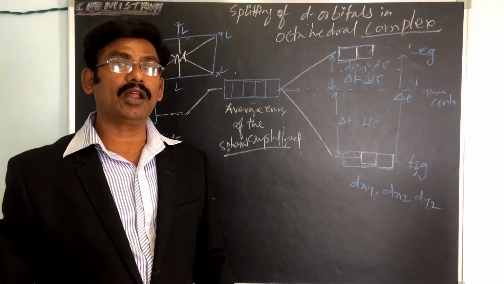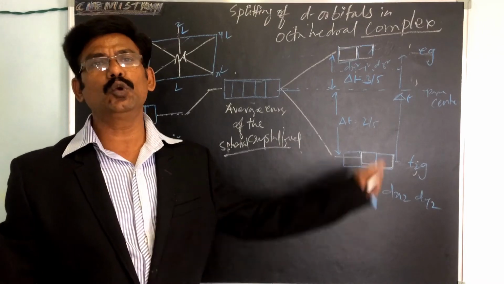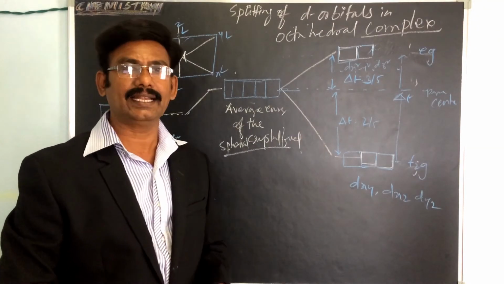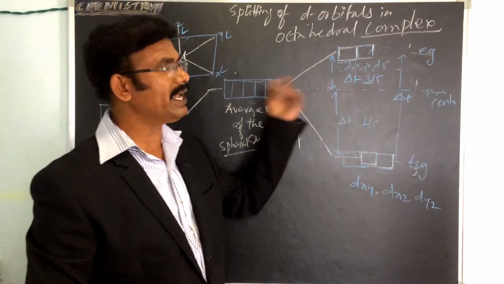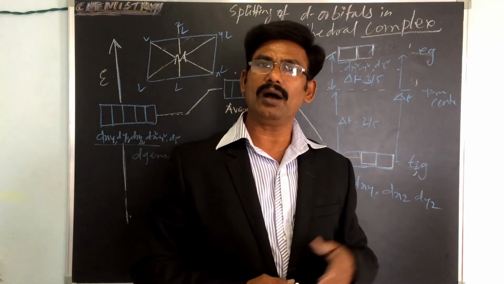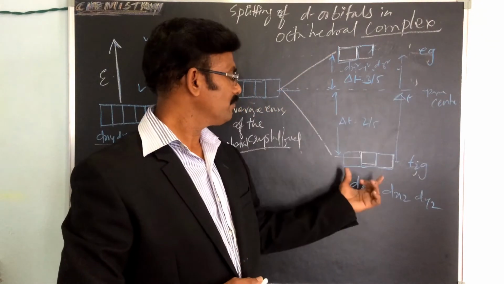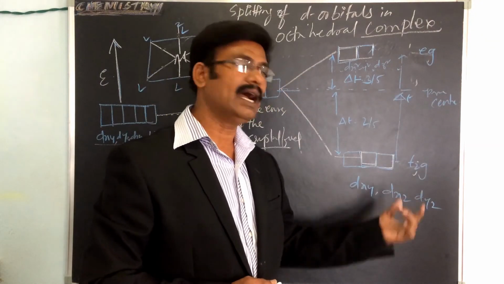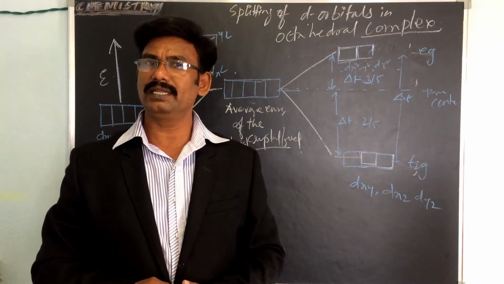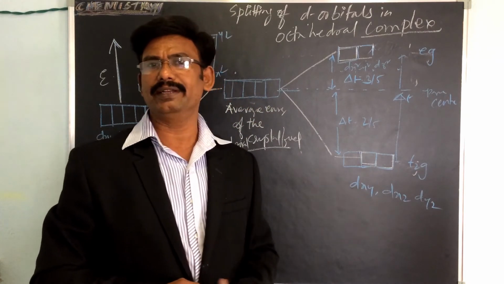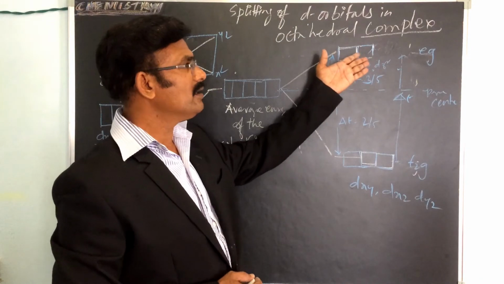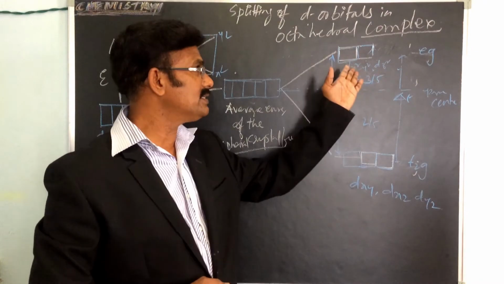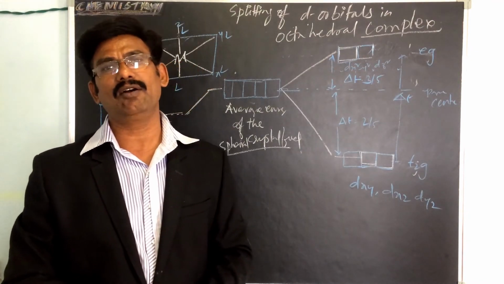The degenerate orbitals split into two sets. One set consists of lower energy, more stable orbitals: dxy, dxz and dyz. This is the more stable, low energy set. The other set is the Eg orbitals, that is, dz square and dx square minus y square.